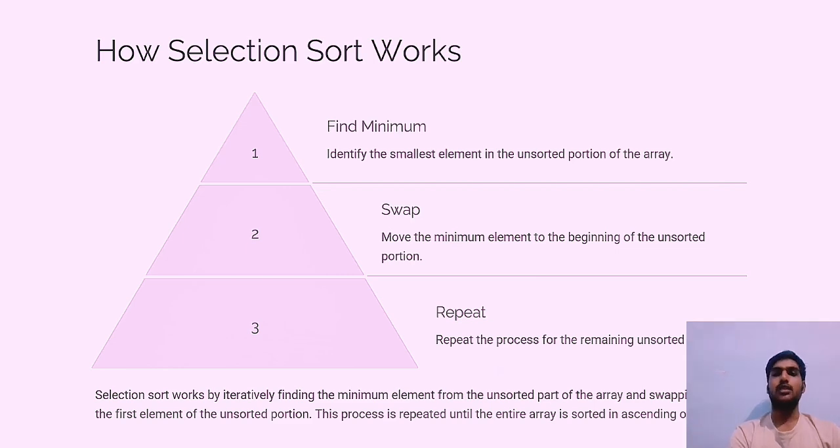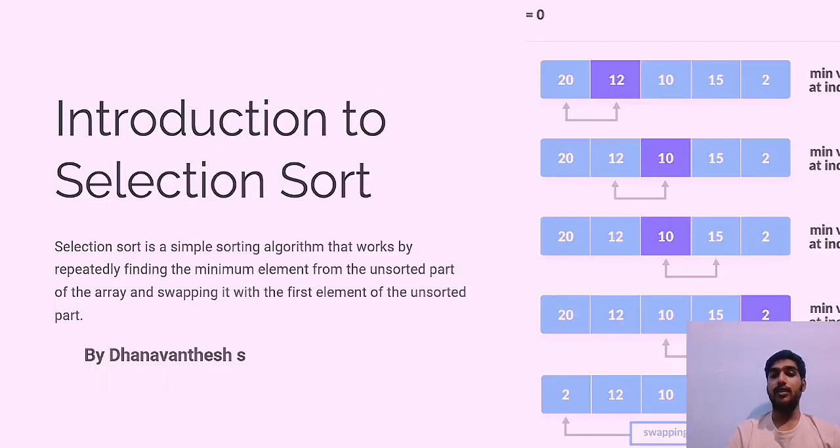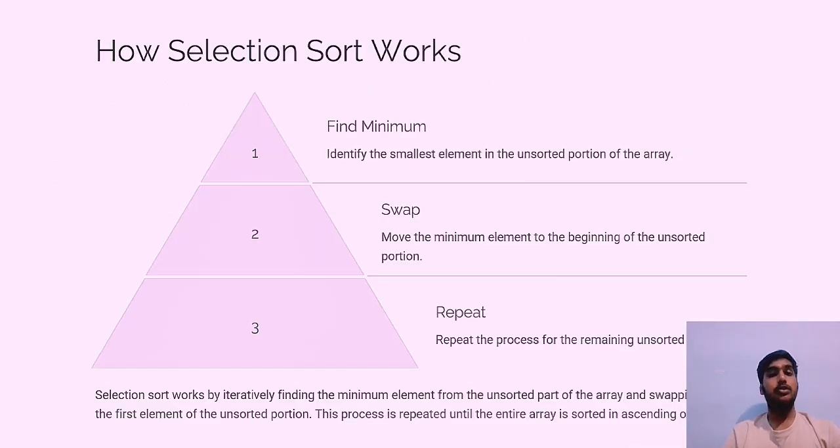Let's see how selection sort works. First, we need to find the minimum in this array. Then we need to swap, and then repeat again. Identify the smallest element in the unsorted portion of the array and swap. Move the minimum element to the beginning of the unsorted portion. Repeat the process for the remaining unsorted elements. Selection sort works by iteratively finding the minimum element from the unsorted part of the array and swapping it with the first element of the unsorted portion. This process is repeated until the entire array is sorted in ascending order.